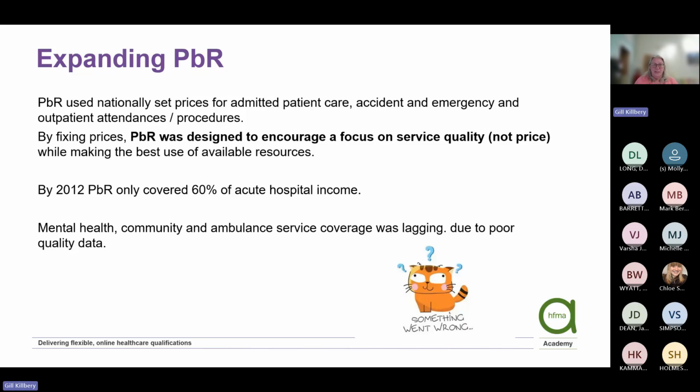The other issue was that by 2012, PBR only covered 60% of acute hospital income. If you think back to what I said a couple of slides back about the intention was that everything would be covered by 2008. Missed that by a long shot. Mental health, community and ambulance services were severely lagging behind and still are due to poor quality data.